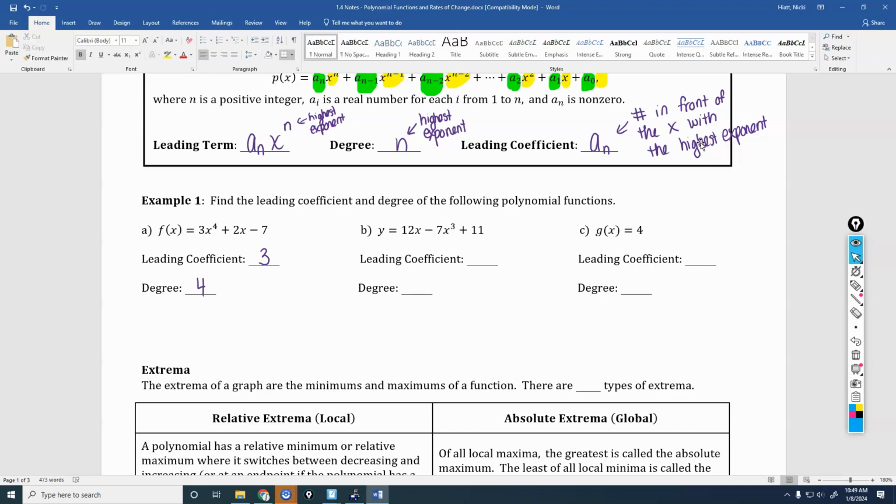Now, for A, 3x to the 4th is your first term. So, for B, is my leading coefficient 12? It is also not 7. It's almost 7. You got to keep that minus that right there with it. It should be negative 7 for that. And then what would the degree of that one be? 3. So, if it's written in standard form, it's going to be your first term. But it might not always be given to you in standard form. So, you got to search out the highest exponent. Your leading coefficient is the number in front of that variable with the highest exponent, and then the exponent is your degree.